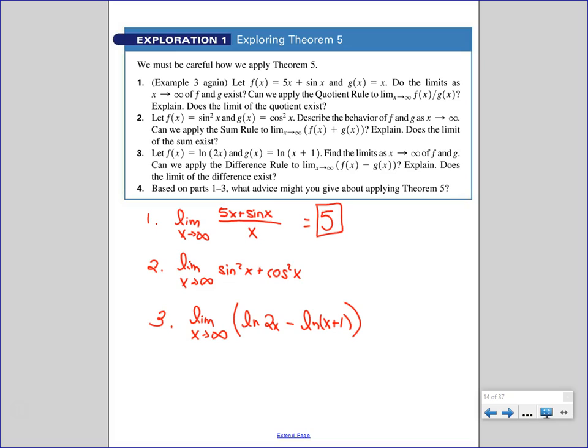Can we apply the sum rule? Yes. Okay, what's the limit as you go to infinity of sine squared? What's the limit of sine? 1 to negative 1, but it's squared. 1. So what's the limit of cosine squared? 1. So 1 plus 1 is 2? 2. But that's not the limit. What is it? 1. Trig rules. Sine squared plus cosine squared is 1. That's a thing.